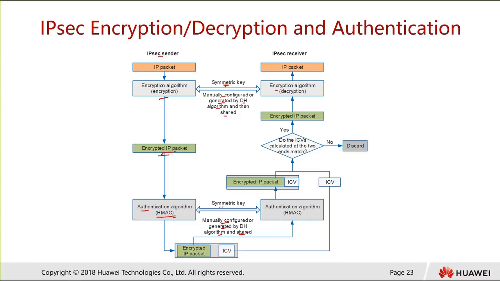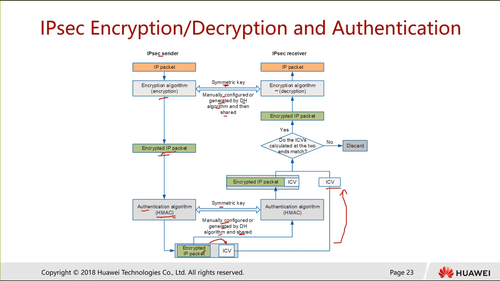So as and when we see the symmetric, you know that this is the same key shared by both parties. Okay, and then they will encrypt the packet, and then they will generate the hash value, and then come up with the ICV, and then this ICV will also be sent over to the sender.